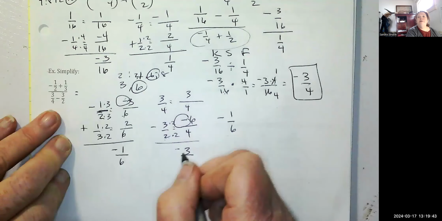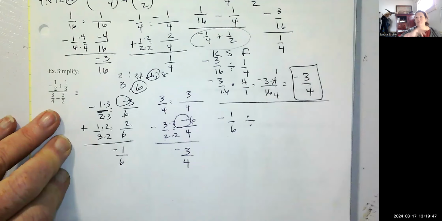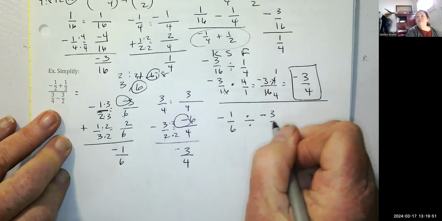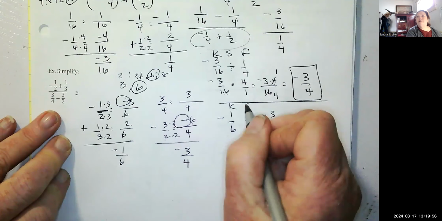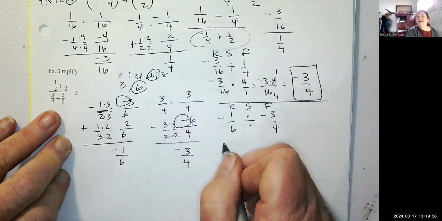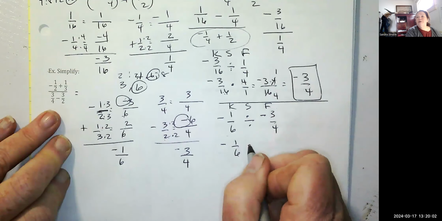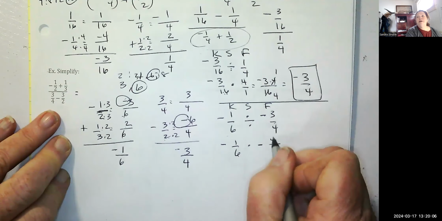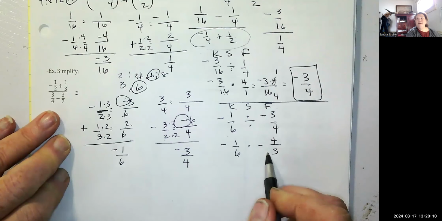divided by -3/4. I'm going to write it like this since we're going to have to do the KSF, divided by -3/4. Keep, switch, flip. Keep the -1/6, switch from division to multiplication, and flip, do not remove the sign, flip to -4/3. The signs are the same, so it becomes positive. Negative times negative is a positive.